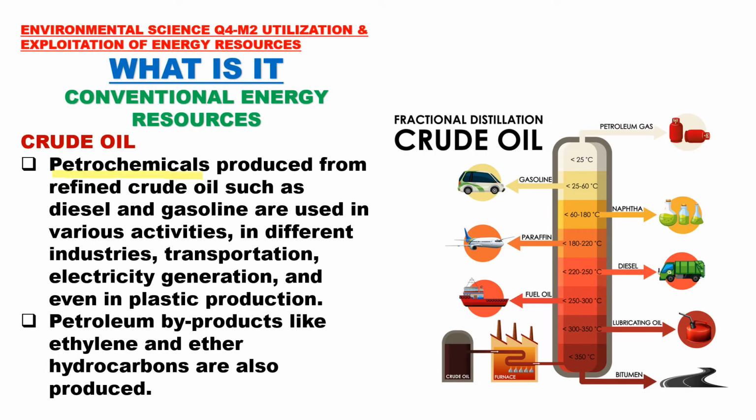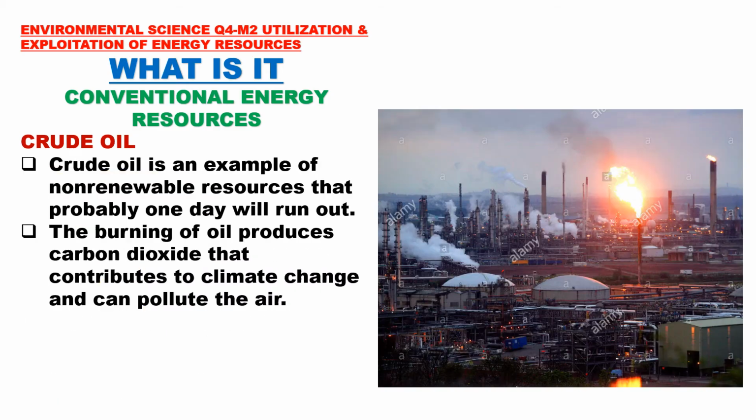Petrochemicals produced from refined crude oil such as diesel and gasoline are used in various activities, in different industries, transportation, electricity generation, and even plastic production. Petroleum byproducts like ethylene and ether hydrocarbons are also produced. Crude oil is an example of non-renewable resources that probably one day will run out. The burning of oil produces carbon dioxide that contributes to climate change and can pollute the air.